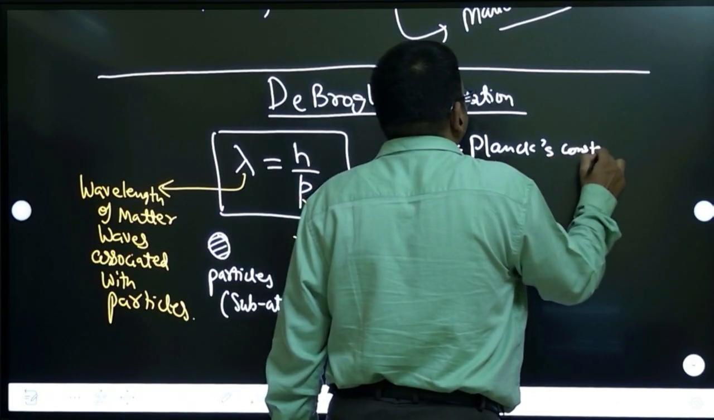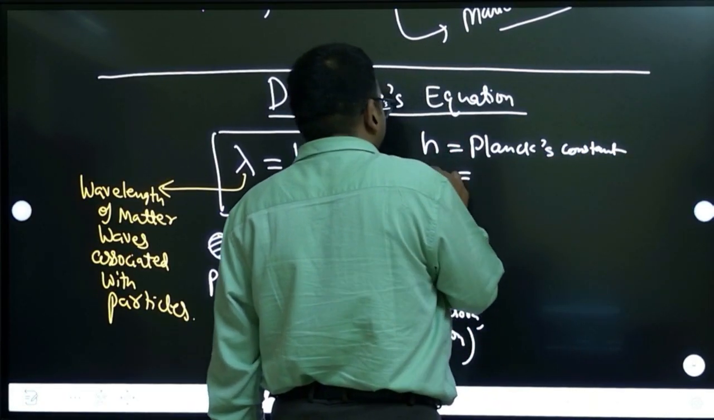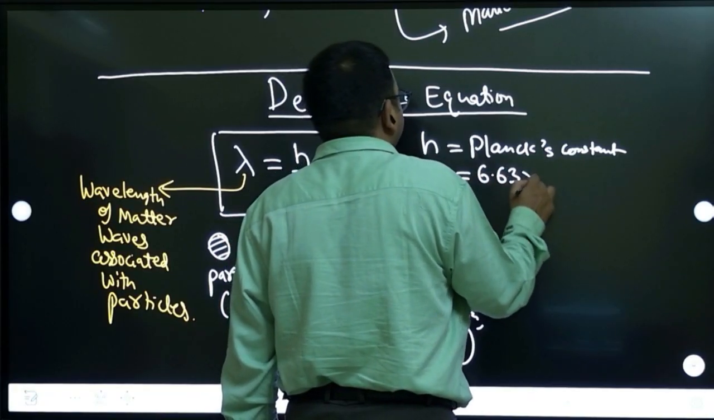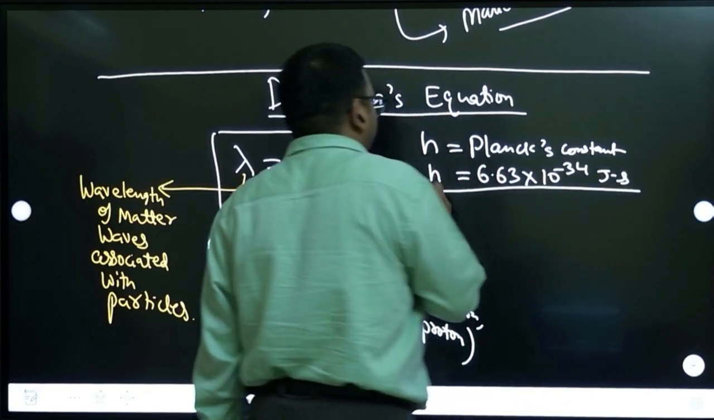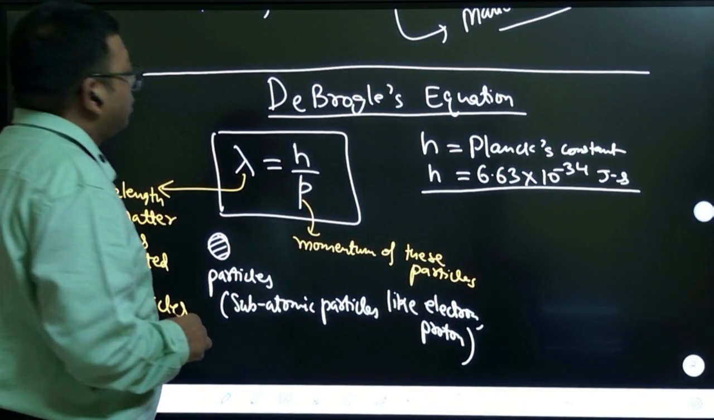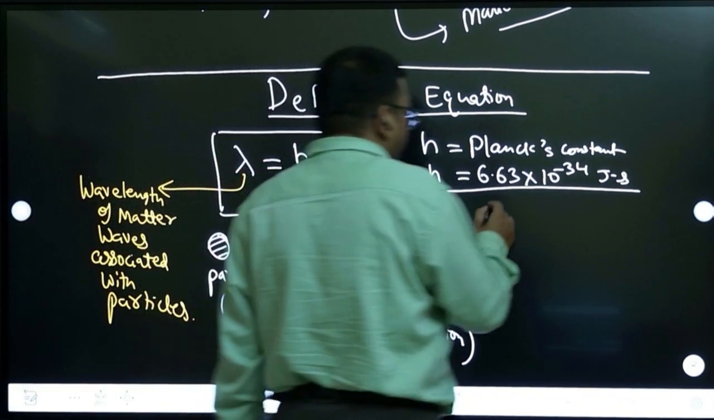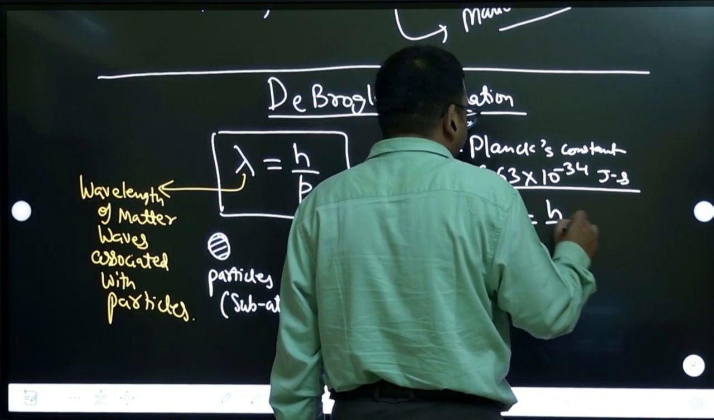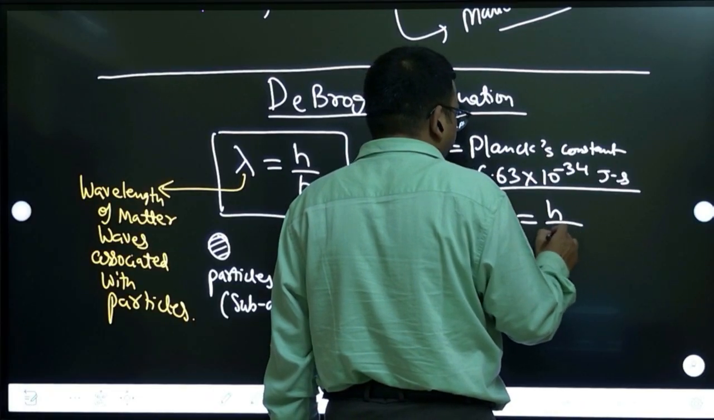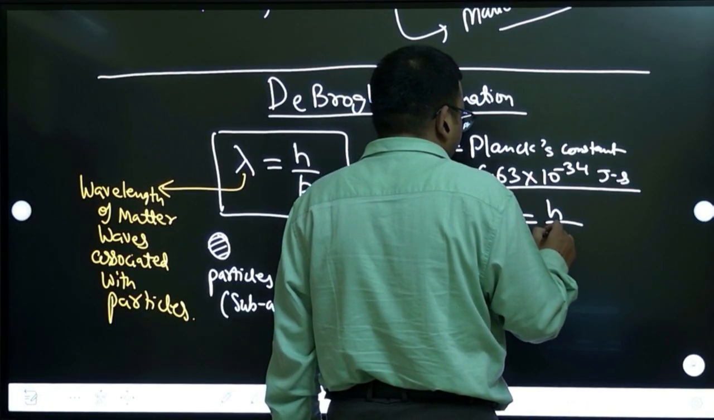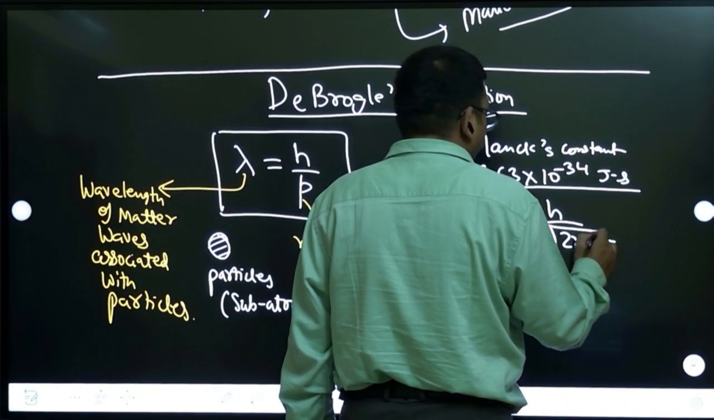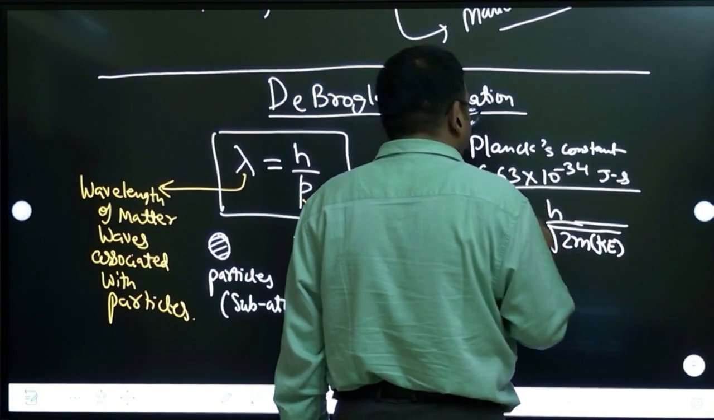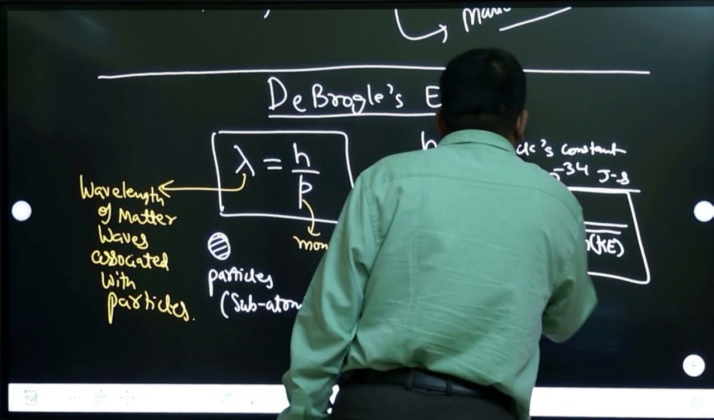Planck's constant is 6.63 × 10^-34 joule second. Okay, this is Planck's constant. Now here we can convert this formula in terms of various other things. Momentum can be written as root under 2 times mass into kinetic energy. Right? We can write this wavelength in this form.